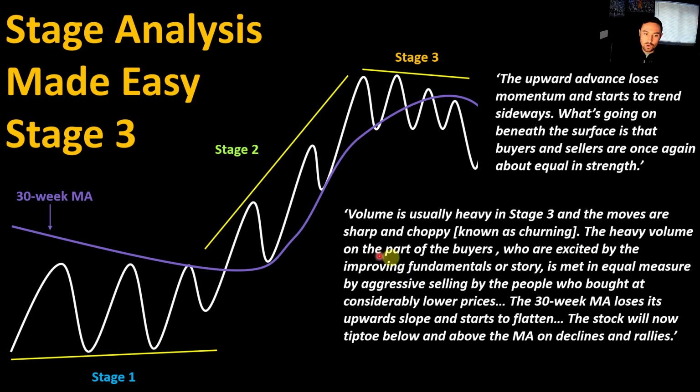The heavy volume on the part of the buyers who are excited by the improving fundamentals, remember what I just said, improving fundamentals or the story, is met with equal measure by aggressive selling by people who bought at considerably lower prices back here in stage 1 and early stage 2. The 30-week moving average loses its upward slope and starts to flatten. The stock will now tiptoe below and above the moving average on declines and rallies.